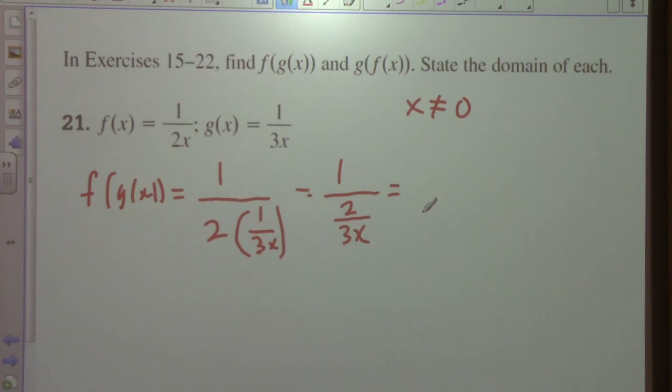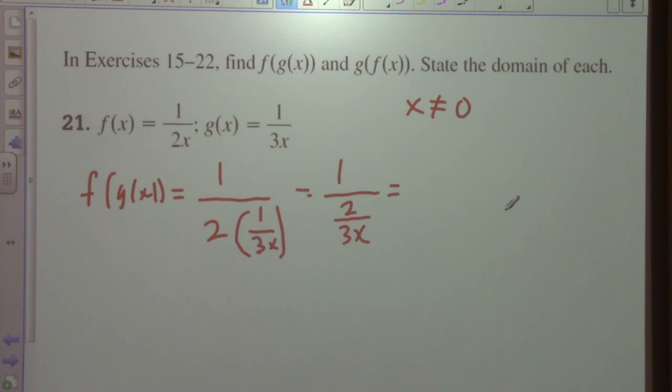6. Oh, wait, no. 0.5 over 3x. What'd you say? 0.5 over 3x? Or would it just be 2 over 3x? I'm going to go ahead, no, it's not going to be that.